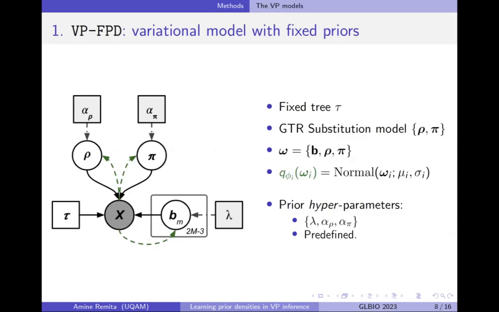This is a graphical illustration of a GTR-based variational phylogenetic model with fixed prior densities over the parameters. The parameters to be inferred are represented by white circles: the branch length, the substitution rates, and the relative frequencies. Each variational distribution is represented by a normal distribution, and its parameters, mu and sigma, are updated using stochastic gradient ascent during the inference. The gray squares are the predefined hyperparameters of the prior densities over the parameters, which are fixed. This is the baseline model, and I call it the VBFPD model.